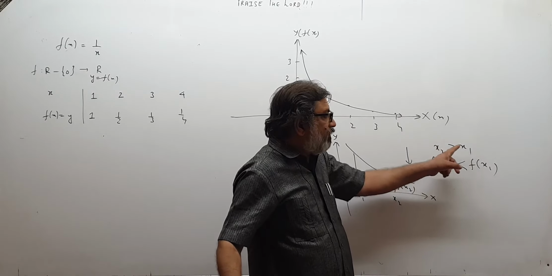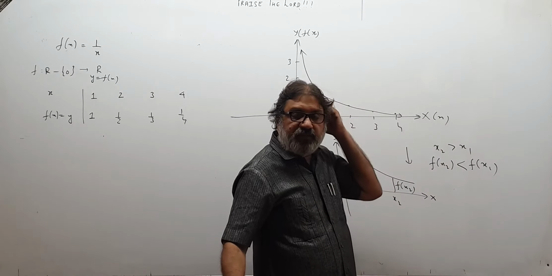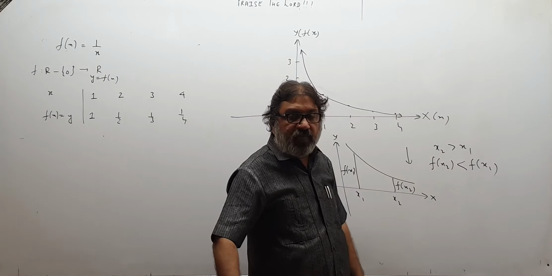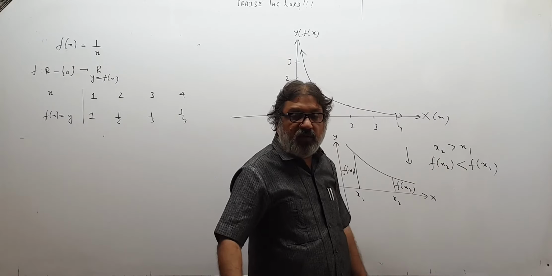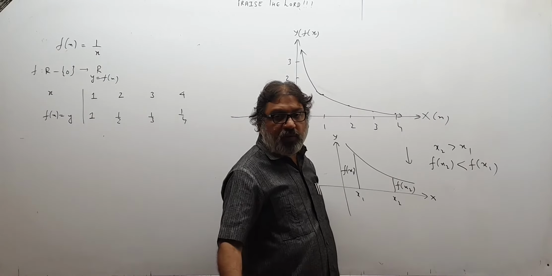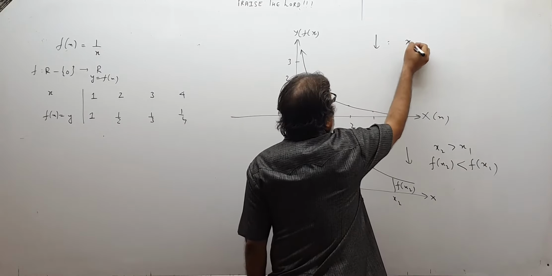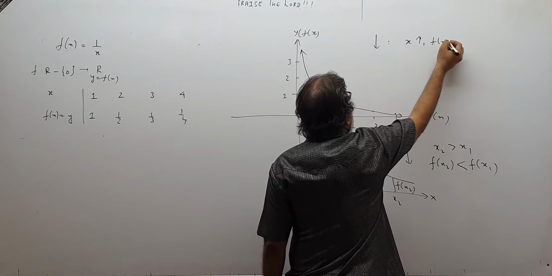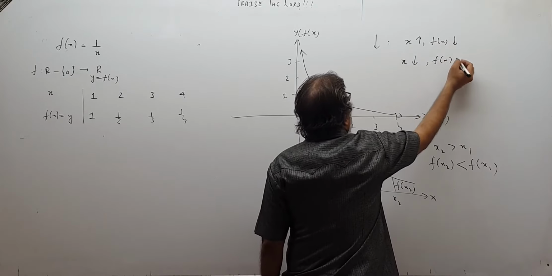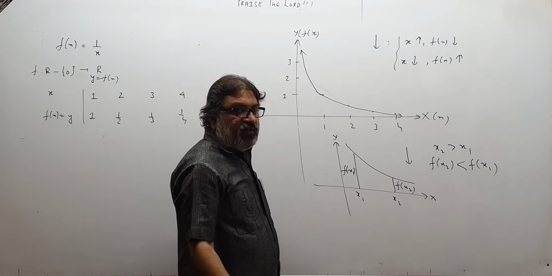So if I apply f on both the sides, apply the function, inequality sign changes. So in an increasing function, inequality sign will not change. In a decreasing function, when you apply the function, inequality sign will change. Please note properly. So for a decreasing function, what is the definition? X will increase, f(x) will decrease, or x will decrease and f(x) will increase. That is the definition for a decreasing function.